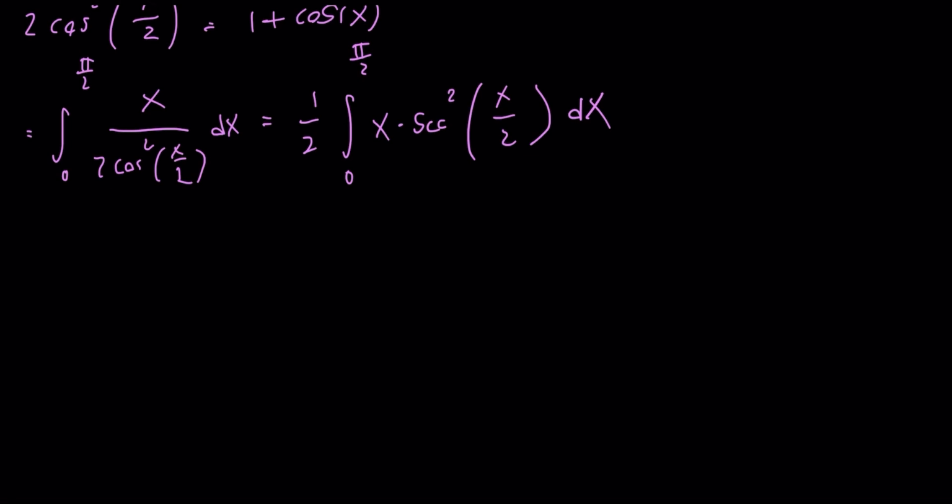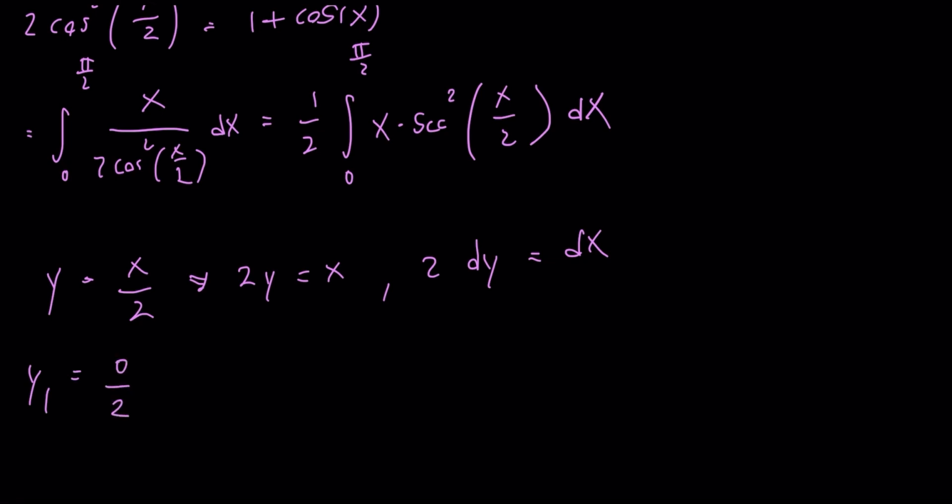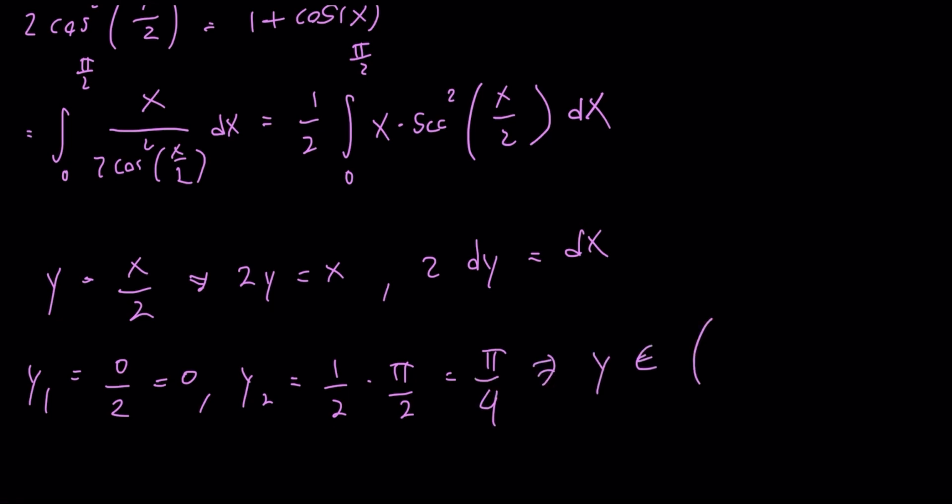So I'll let y equal x over 2, which means that 2y equals x, and that 2 dy equals dx. And the bounds of integration will be y sub 1 is equal to 0 over 2, which is equal to 0, and y sub 2 is 1/2 times pi over 2, which is pi over 4. So our new bounds are going to be from 0 to pi over 4.